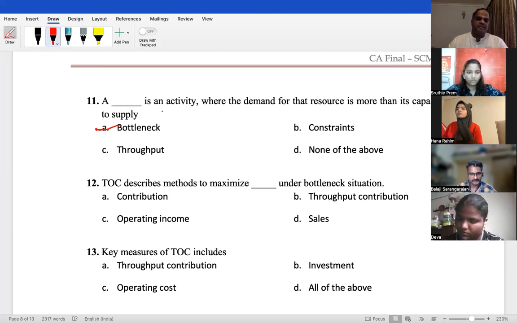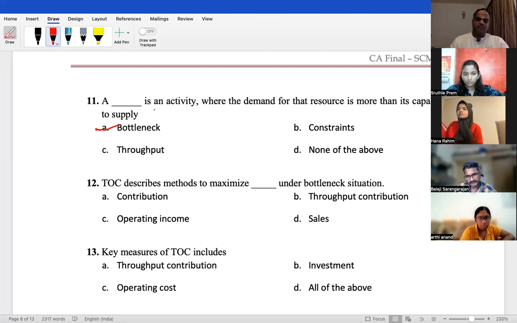Theory of constraint describes a method to maximize dash under bottleneck situation. Contribution, throughput contribution, operating income, sales. Throughput contribution. Maximize what?